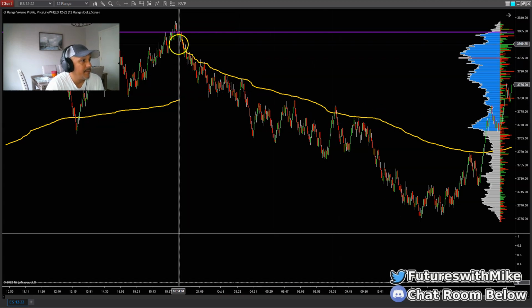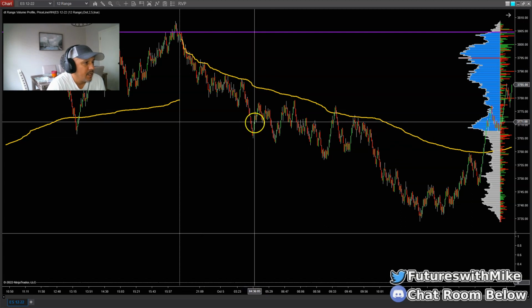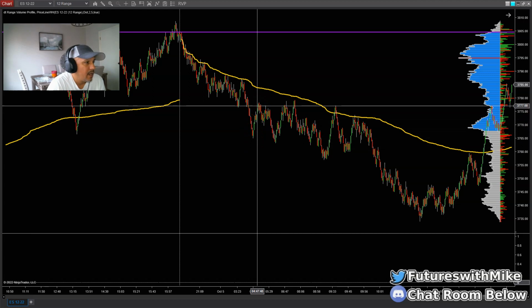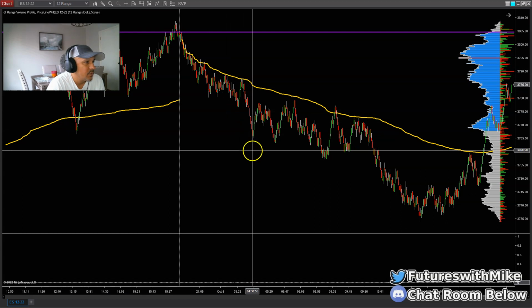Okay, and the market is making lower lows and lower highs to the downside. It makes a low right here. It then turns around, basically retraces back up, tapping back into this swing here to the downside.